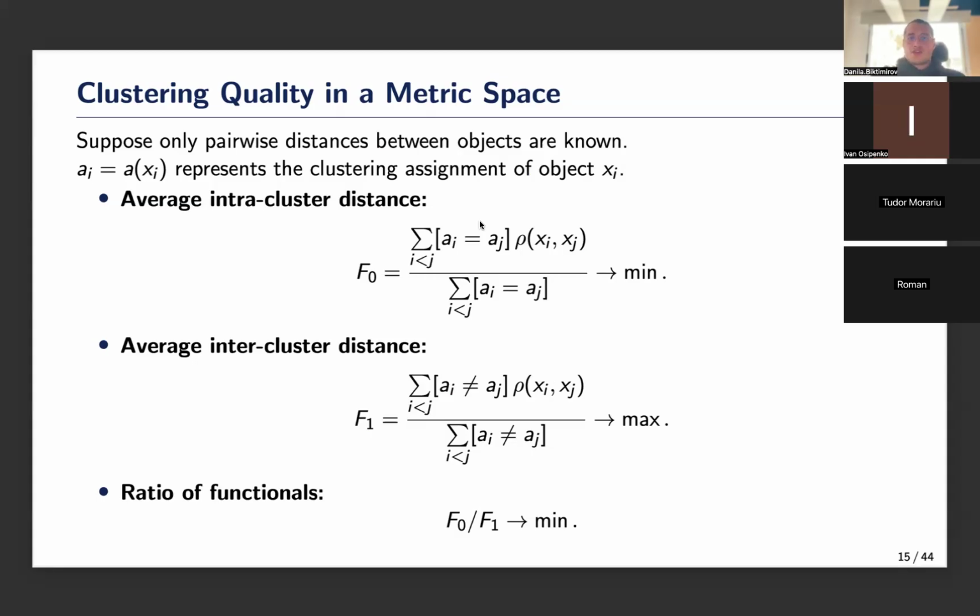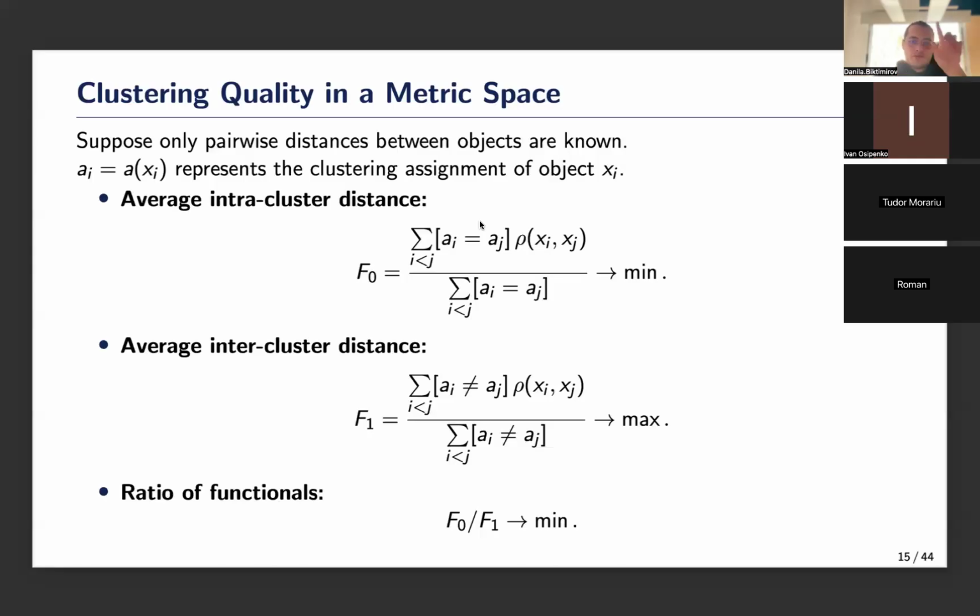A fundamental question arises: how do we measure clustering quality? Can we define clustering as an optimization problem? The answer is yes, but there are multiple possible ways to do it. One of the most commonly used methods is to compare intra-cluster and inter-cluster distance. Intra-cluster distance computes the average distance between all pairs of points within the same class. So it's just counting distances inside a cluster.